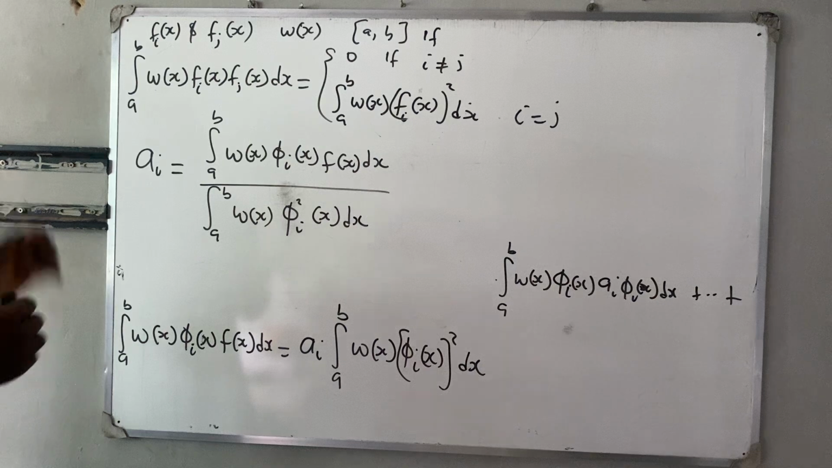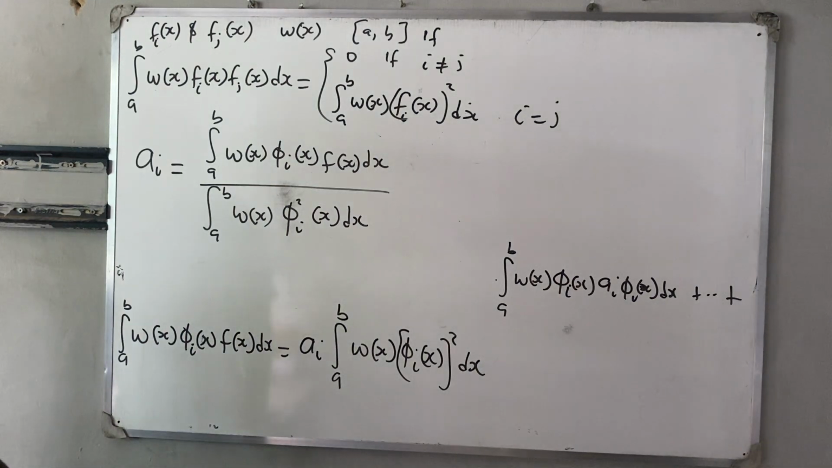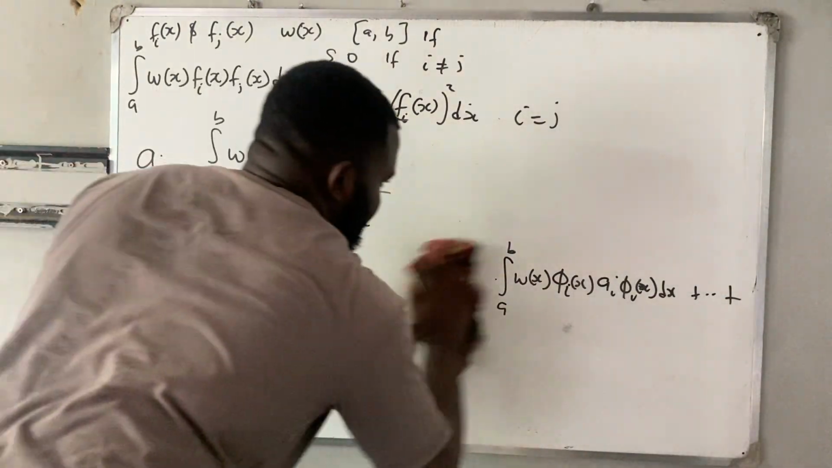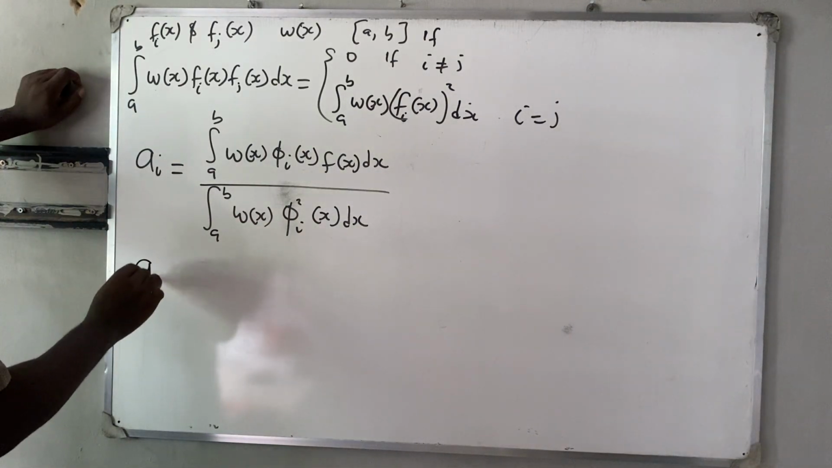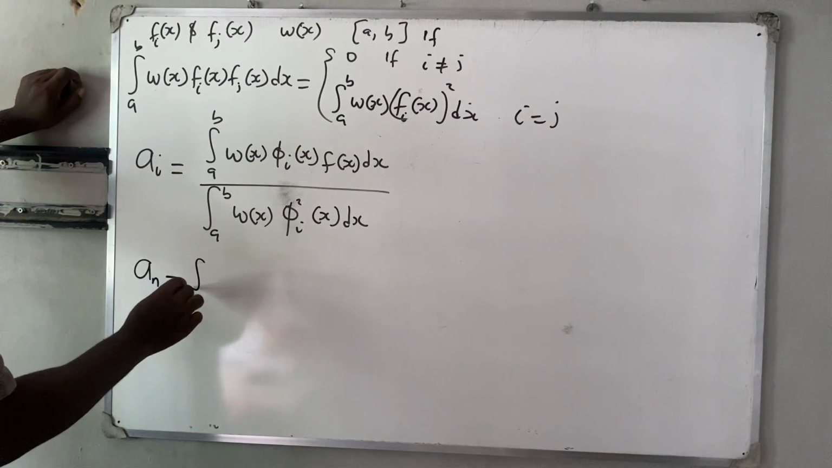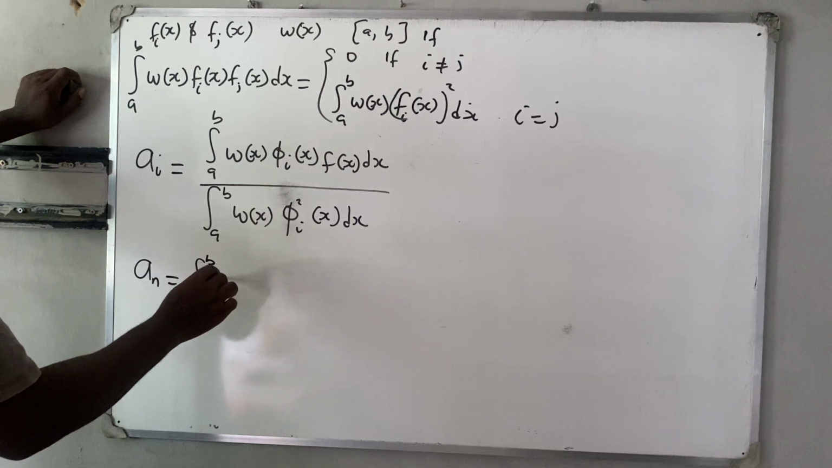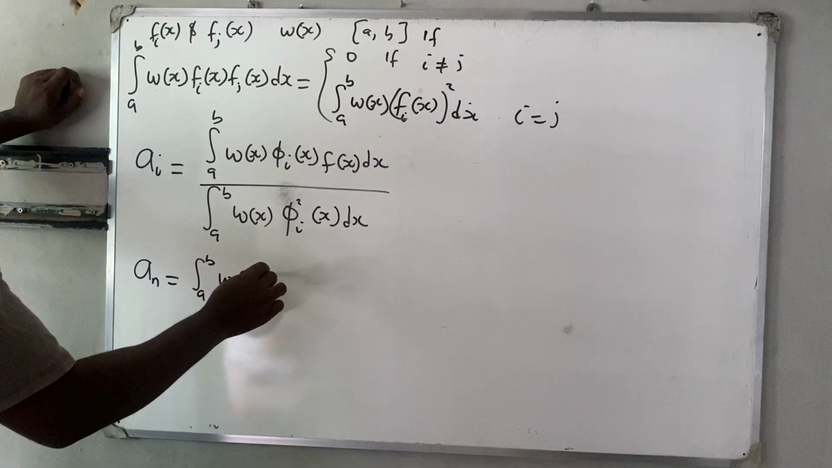dx. Okay, so that is the main thing. In some textbooks, you will not see it as i, you will see it as n. So if I put n, it is the same thing. It will now be the integral from a to b of the w function of x, phi.